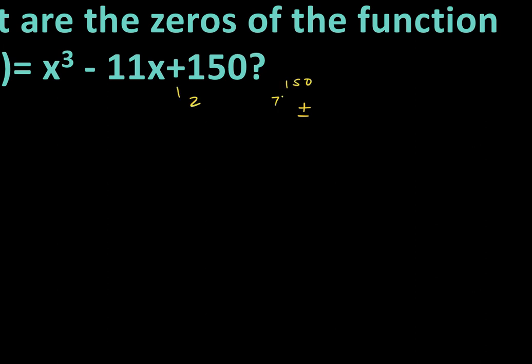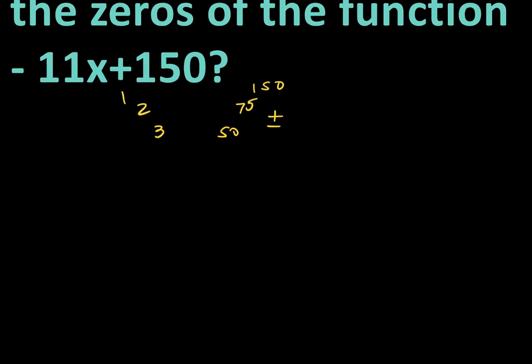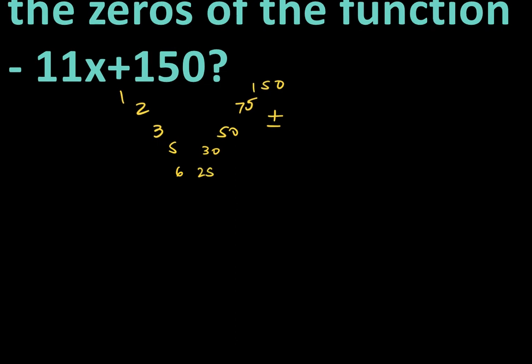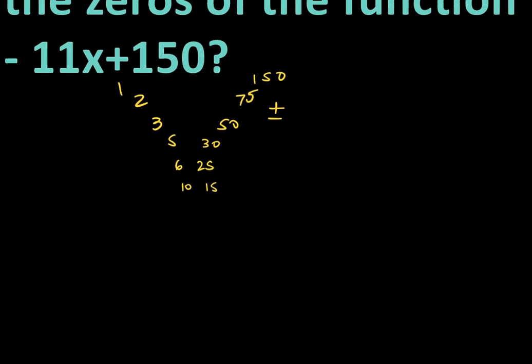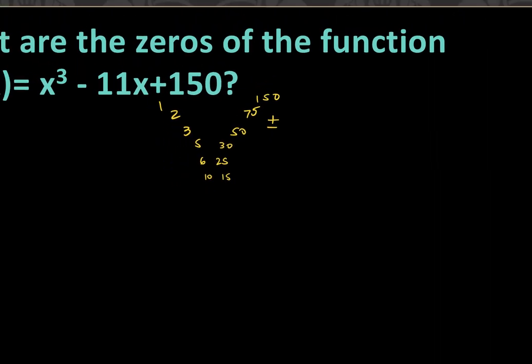2 and 75. 3 and 50. 4 does not go into it. 5, 30. 6 and 25. Thank you. 7 does not go into it. 8 does not go into it. 9 does not go into it. 10 and 15. And then 12, right? Nope, that's it. So that would be my whole possible bank.